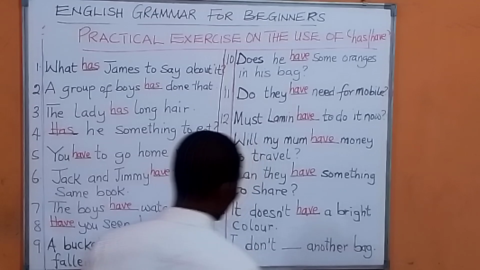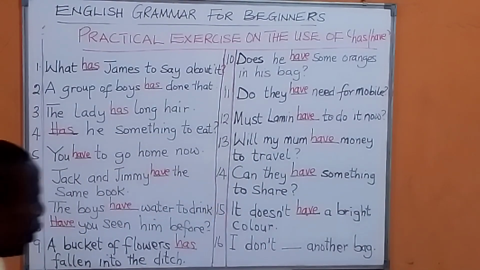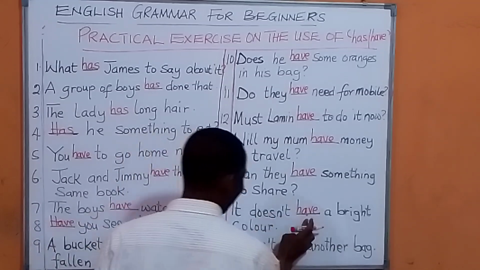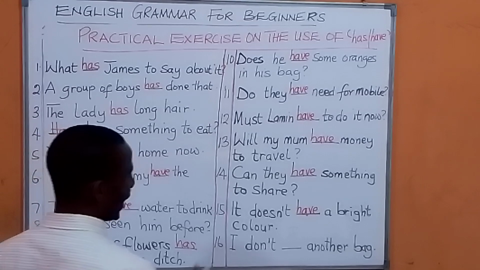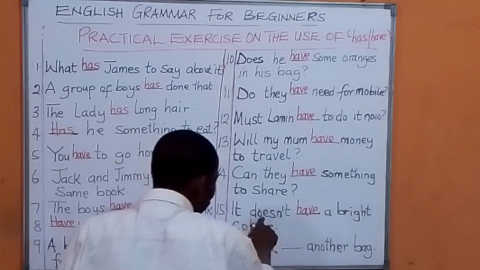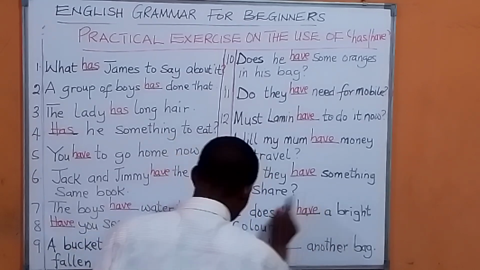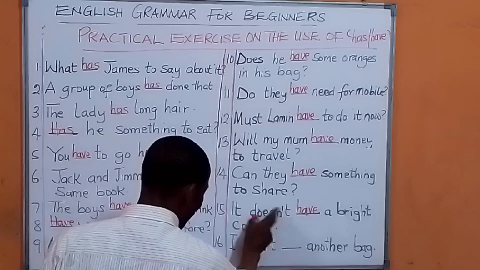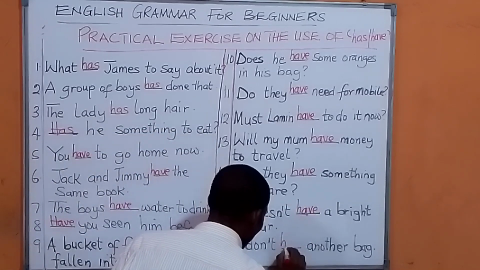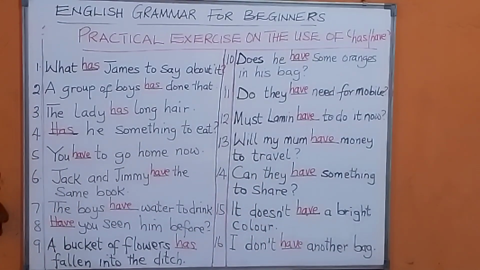Okay? It doesn't have a bright color. It doesn't have. If this doesn't is not there, then you say it has a bright color. Even if you say it does, you're still going to say have. It doesn't have. But if this is not there, you say it has a bright color. I don't have another bag. I don't have another bag.